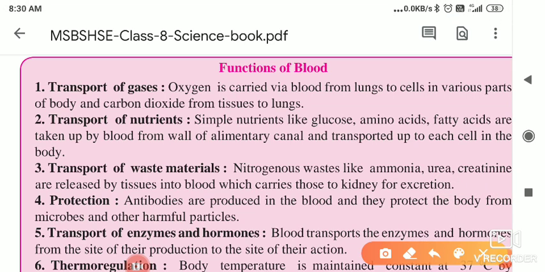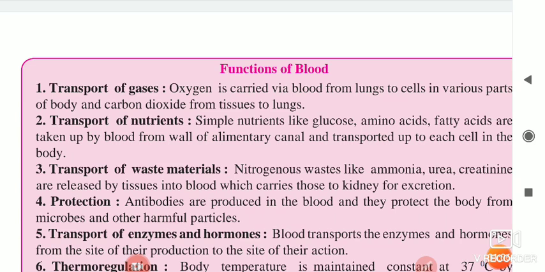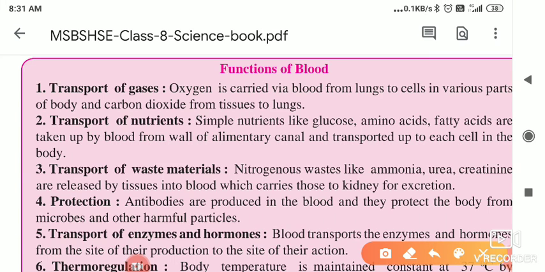So first of all, transport of gases. As we know, living organisms need oxygen for their existence. So oxygen is carried whenever we take it in from our respiratory system. Inside, we are taking oxygen into our body.